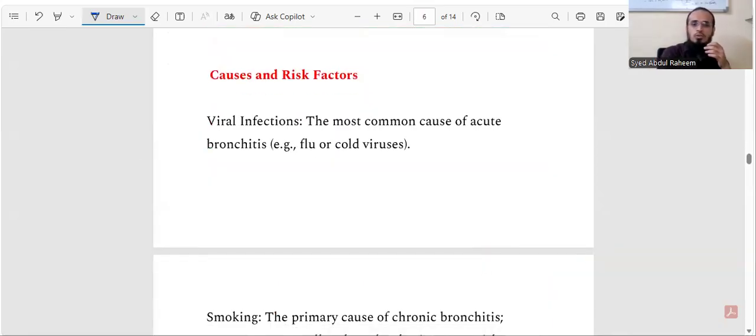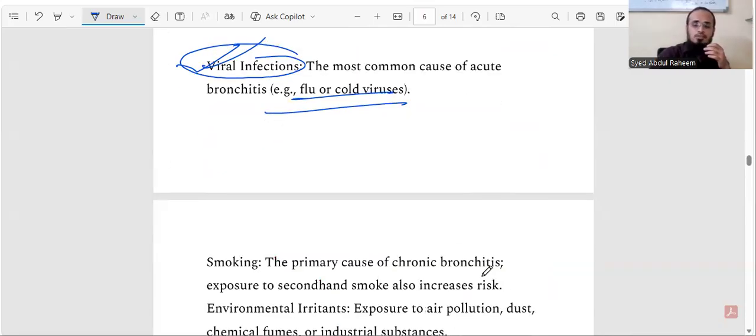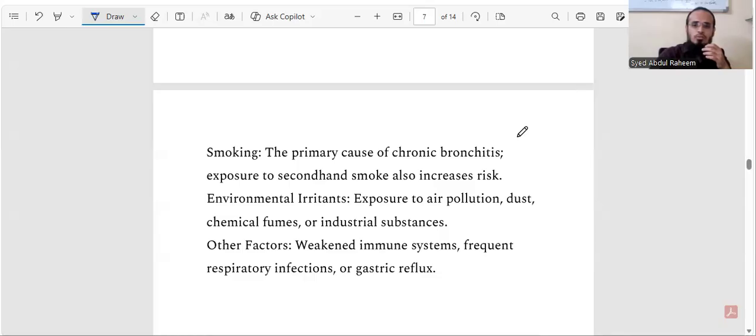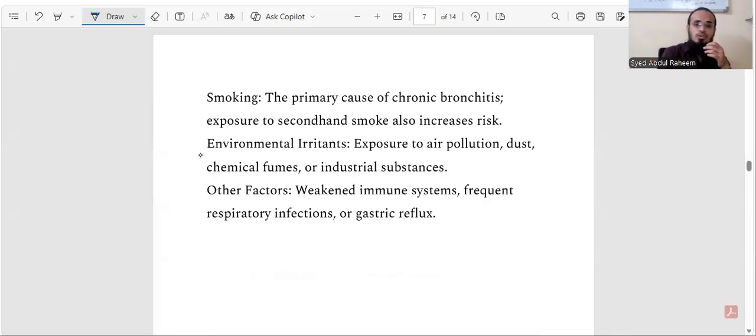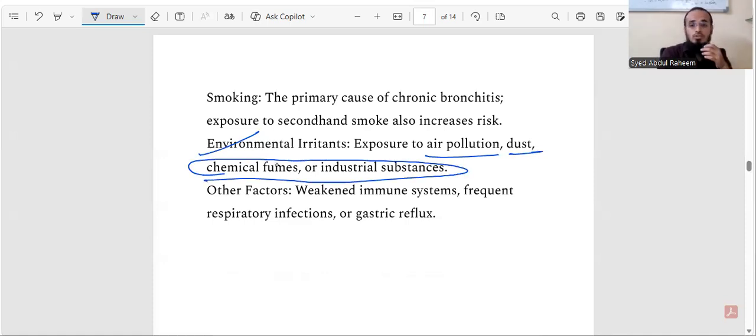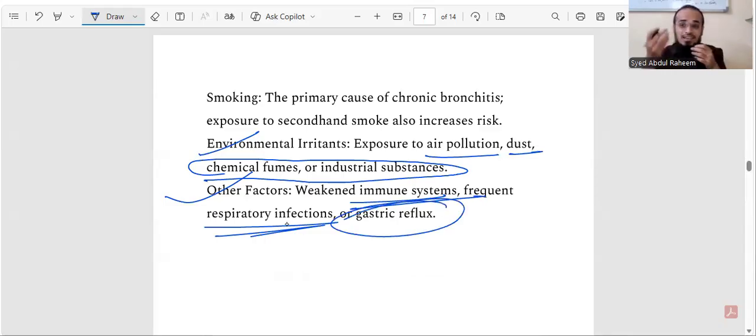What are the causes? I told you the most common cause of seasonal bronchitis is viral infection: flu, cold, virus. Smoking is also a cause, secondary for chronic bronchitis. Environmental issues also: if you travel in polluted dust or chemical substances, it can lead to bronchitis. Other factors are low immunity or respiratory infection, and another cause is gastric reflux.